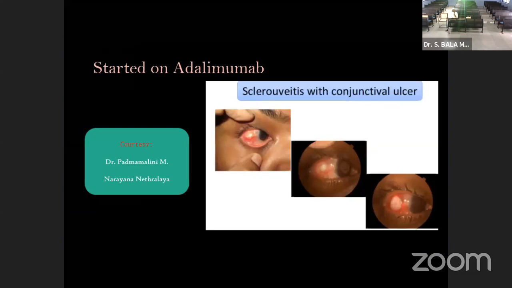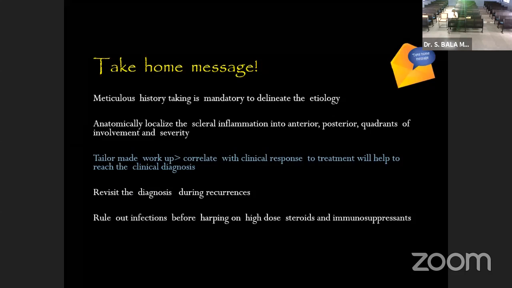What is new is the adalimumab, which is used by some of the authors like Dr. Padmamalini, has used in some of the cases of sclerouveitis and conjunctival ulcer. The take-home message is meticulous history taking, like uveitis, is very important. Localize the inflammation into anterior, posterior, or PAN, tailor-make the workup, revisit the diagnosis during recurrences. In India, we need to be very careful in ruling out infections before starting on high-dose steroids and immunosuppressants.